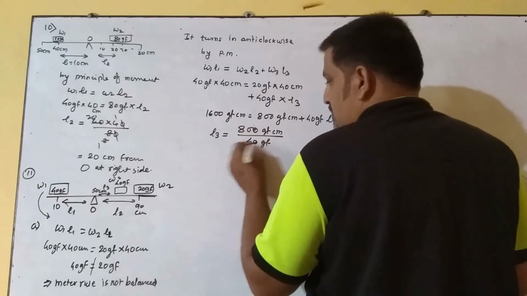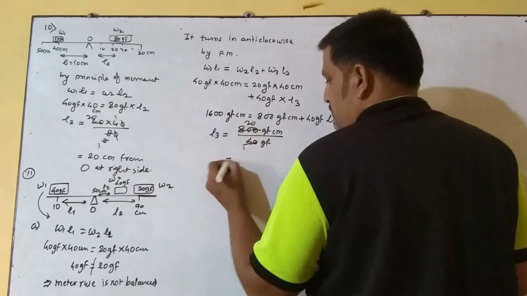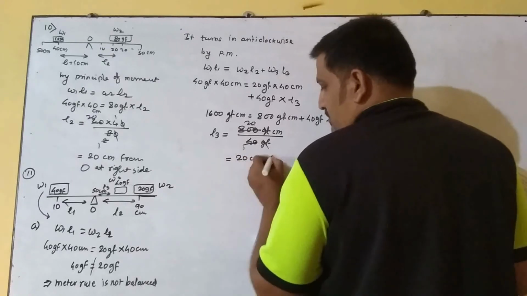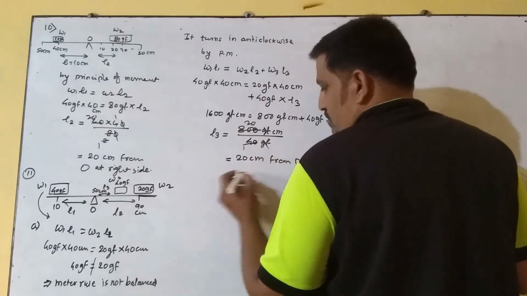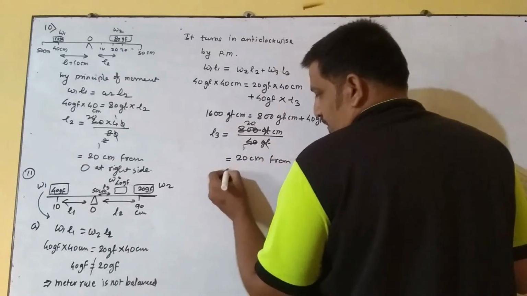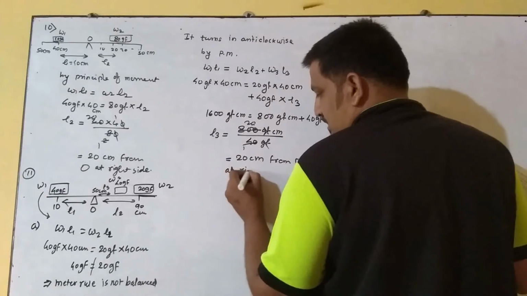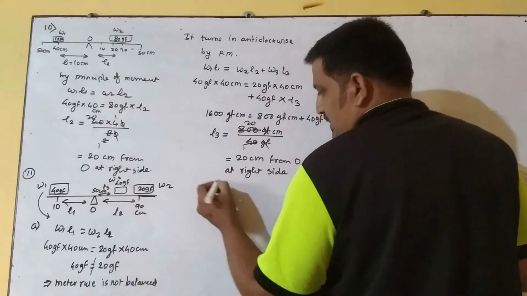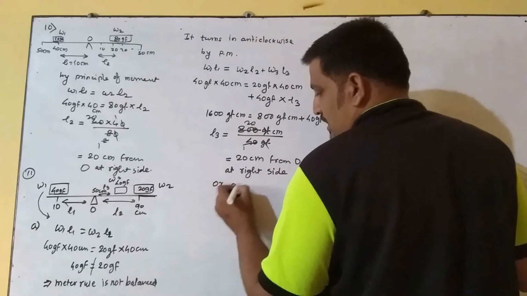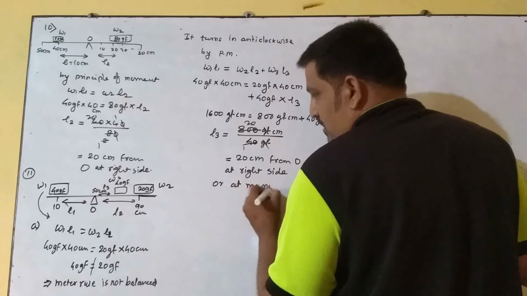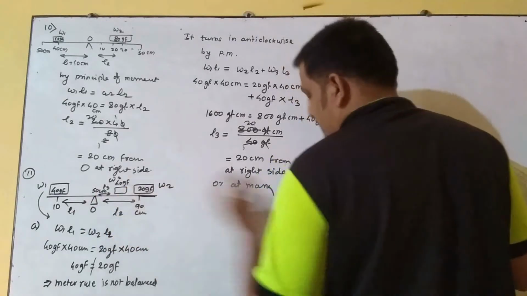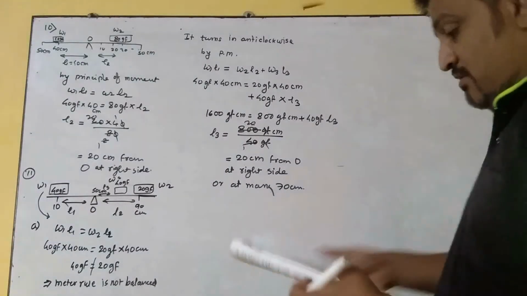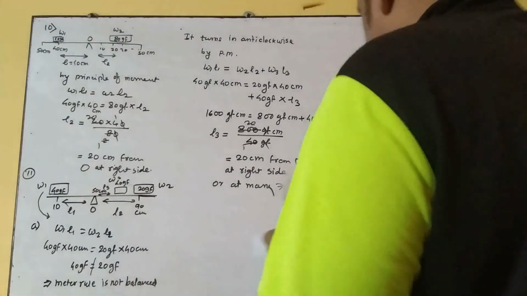So this 4 1s are 4, 2 0s are 20. So you get 20 centimeter from O at right side. Or you can say at the mark of 50, then 60, 70 centimeter. This is the answer. Okay. Next question.